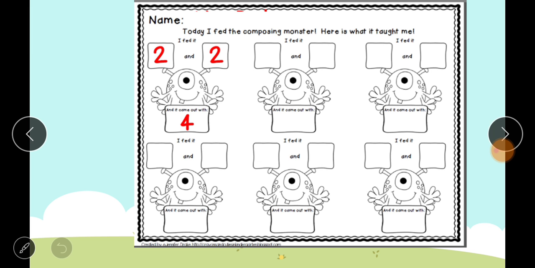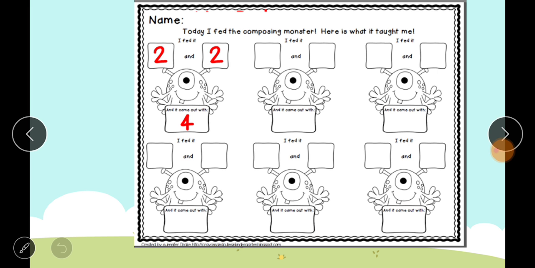Today, I fed the composing monster. Here is what it taught me. The first part here has been done for us. I fed it 2 and 2 and it came out with 4. Now let's think of numbers again. Just think of any 2 numbers that you would like to add together, and then let's see what those 2 numbers will compose to form, what the outcome will be.